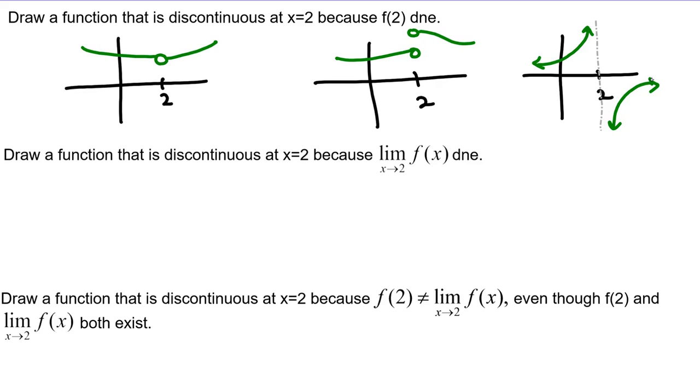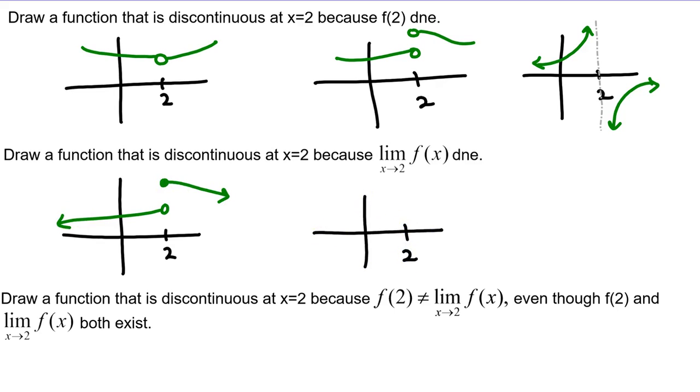The next one, draw a function that is discontinuous at x = 2 because the limit as x approaches 2 of f(x) does not exist. Okay, so the reason for the discontinuity is not a lack of a point, but a lack of the limit. So maybe the left-hand limit is different from the right-hand limit. Could be that. Or it could be that maybe it goes to infinity on one side and not on the other. That's strange. We don't know the equation of something like that, but we can draw something like that.